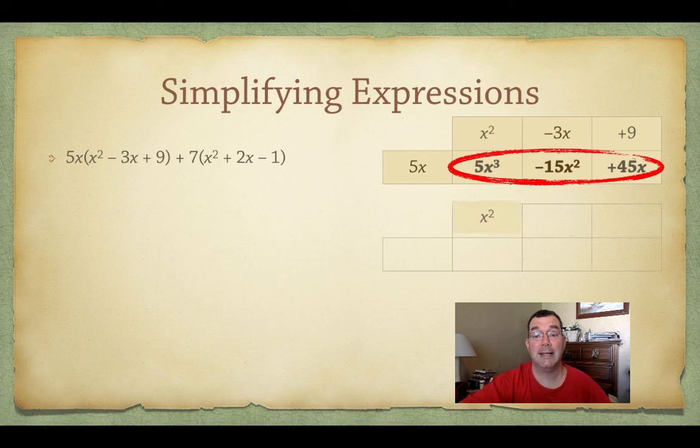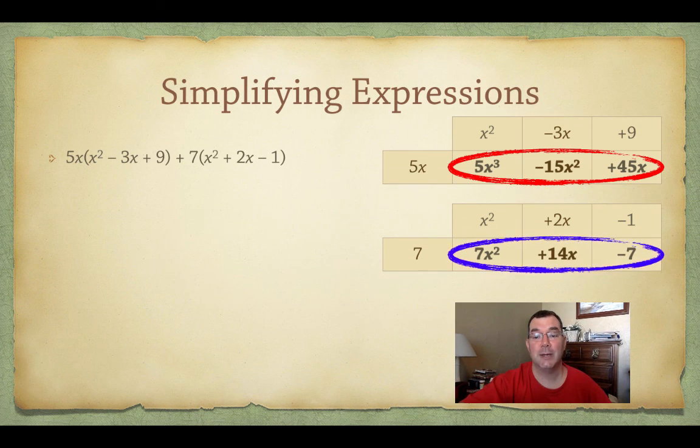That's what I get when I multiply out the first set of parentheses. When I work on the second set of parentheses, I put x squared plus 2x minus 1 along the top and 7 at the front of that row, and use multiplication again. 7 times x squared is 7x squared, 7 times 2x is 14x, and 7 times negative 1 is negative 7. So that's my answer to that one. Now remember, I'm adding these results together, so that's what it looks like when I add them.